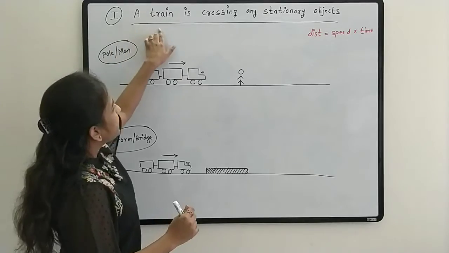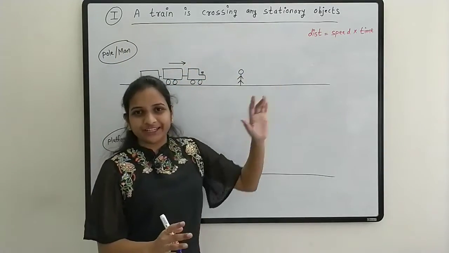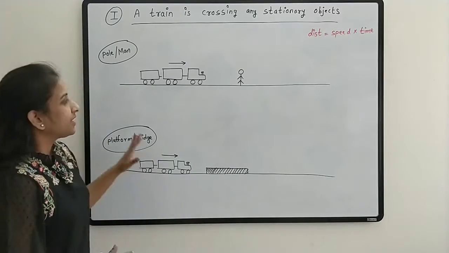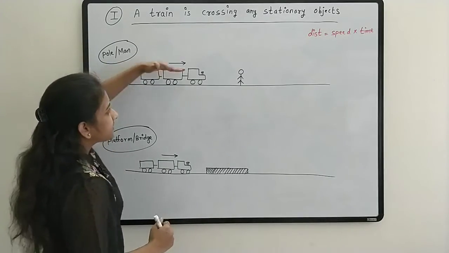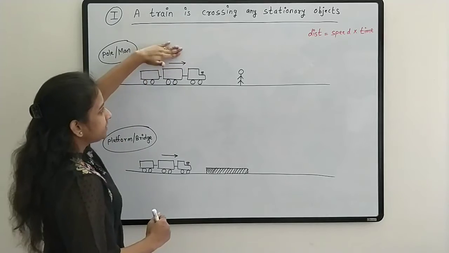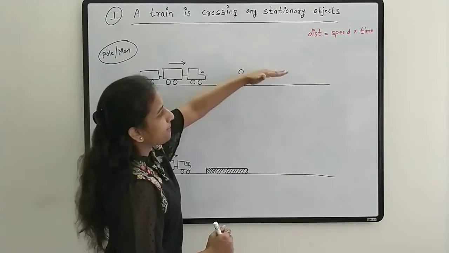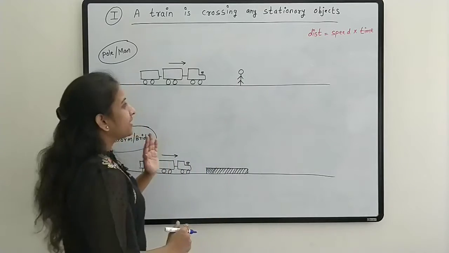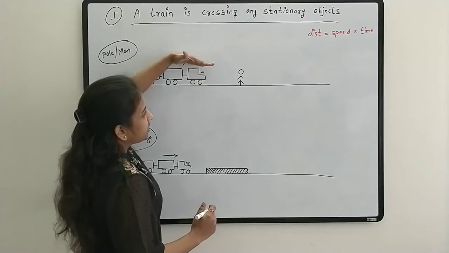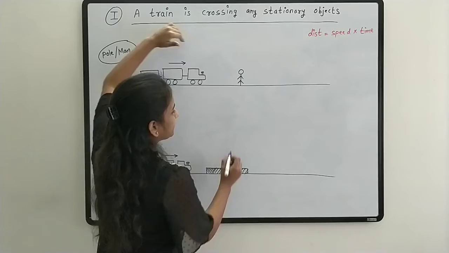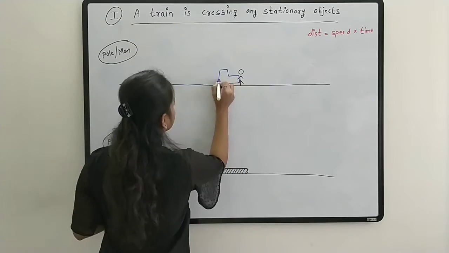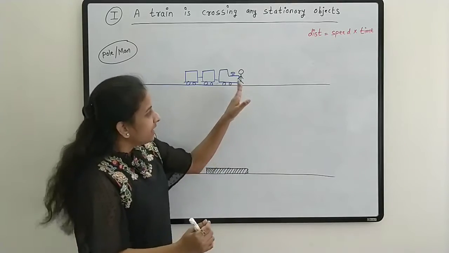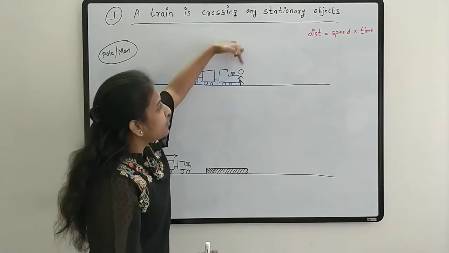In this case, the train is crossing any stationary object. Stationary object, let's take a man and the platform. Now see, here the train is running like this. Now in this case, the train is crossing a man. The man is not moving, he is a stationary object. Now the train is coming closer to the man at this point. Here the train is about to cross.